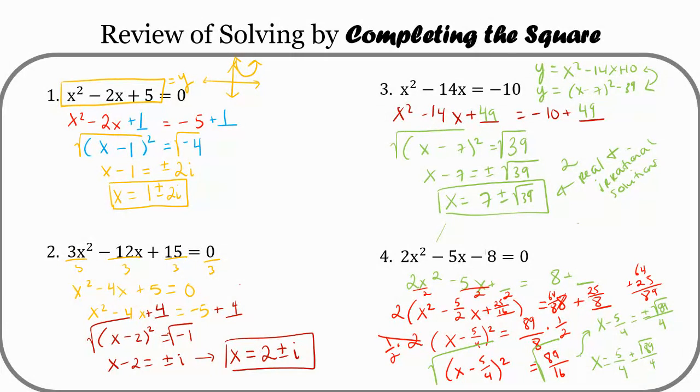which if I really wanted, I can leave it like that. So I get two real irrational solutions. If I really wanted to, sorry, I'm going to go up here. I could write this as 5 plus or minus the square root of 89 over 4. Oh, maybe that looks a little familiar to you. Maybe. Where we're going?